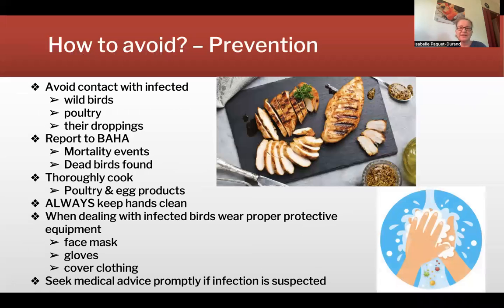So how to prevent this? First of all, avoiding contact with infected wild birds. So dead birds found are suspicious. Please do report them. Report to BAHA if you have high mortality in a chicken flock. Dead birds found should be reported as well so that they can be examined.